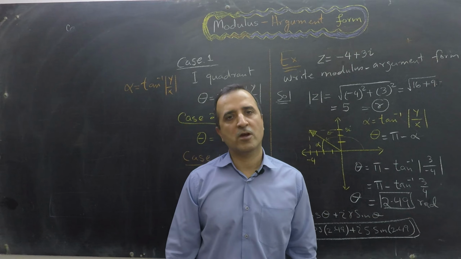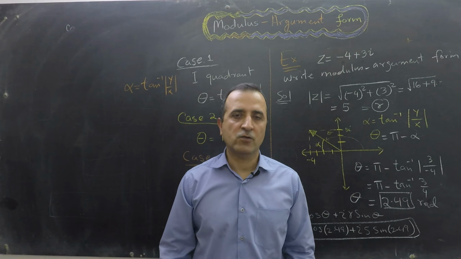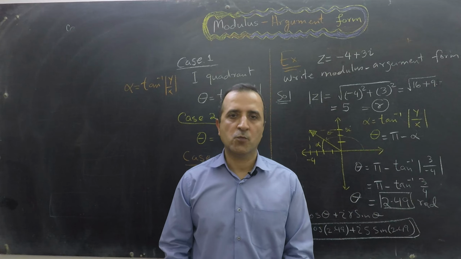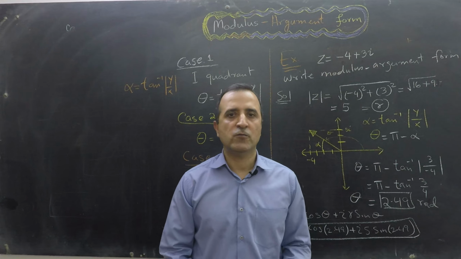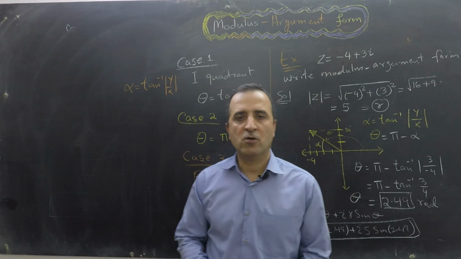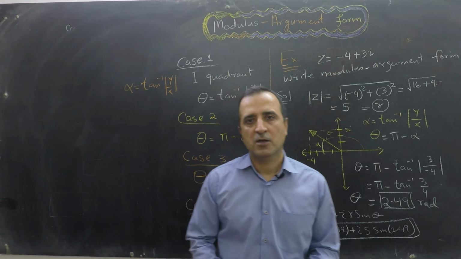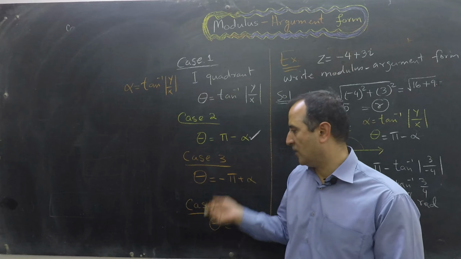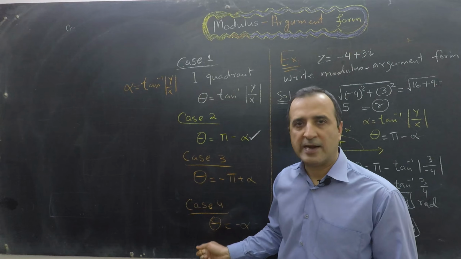So I hope that you'll be able to understand how to convert Cartesian form to modulus argument form, and you will be able to do all of those 4 cases, because all those 4 cases are quite similar. You just have to use different equations for finding the principal argument.